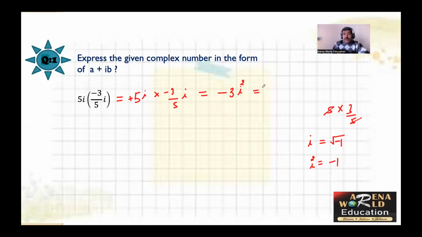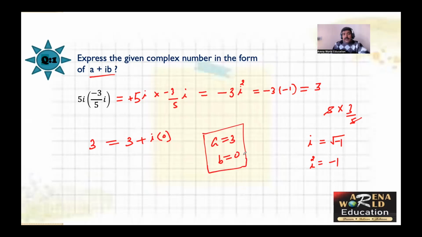So what will be the final answer? Minus 3 into minus 1, so that will be 3, right? But according to the question, we have to write the result in the form of a plus iota b. So 3 will be written as 3 plus iota into 0, right? If you compare this with the standard form, a will be equal to 3 and b will be equal to 0. So this is purely a real number. There is no imaginary part in this question. Let us solve question number 2.